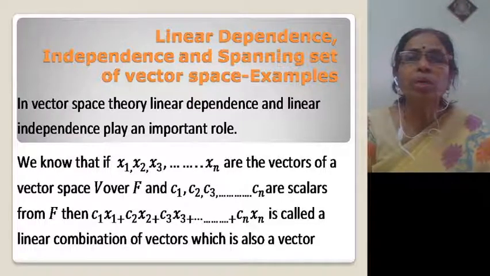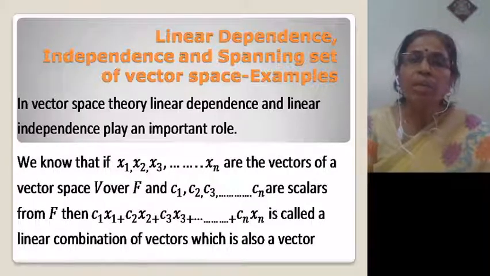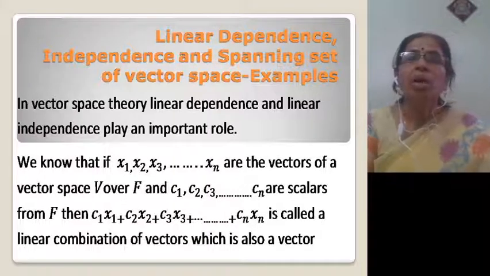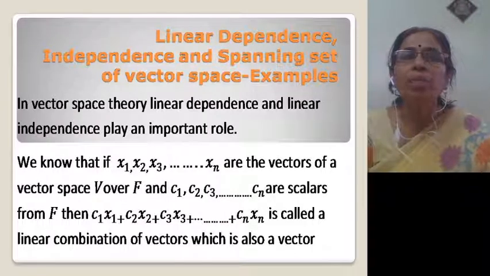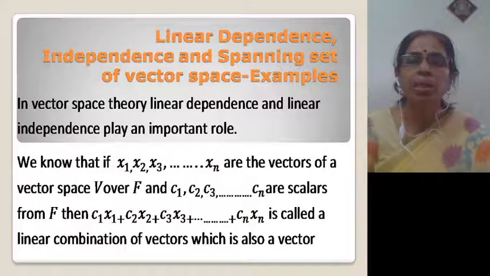Today we are going to learn linear dependence, independence and spanning set of a vector space, and we will solve some examples on this. Before this, we have defined a vector space and we know that a vector space is a collection of objects called vectors which we can add together and multiply by numbers called scalars. Now, coming to our point, today we have to learn linear dependence, independence and spanning set.